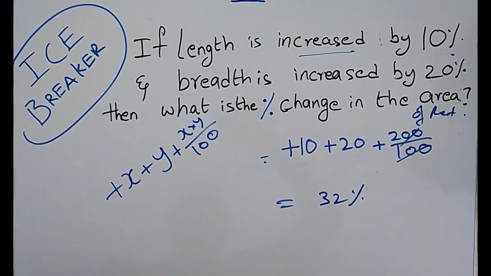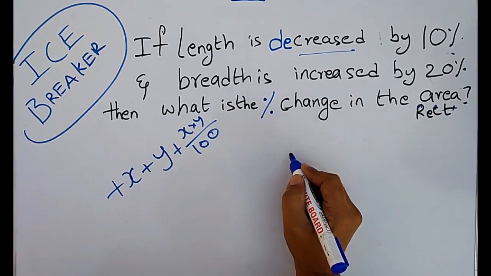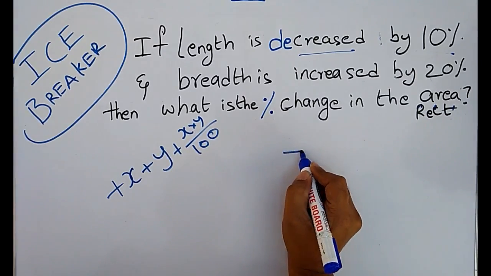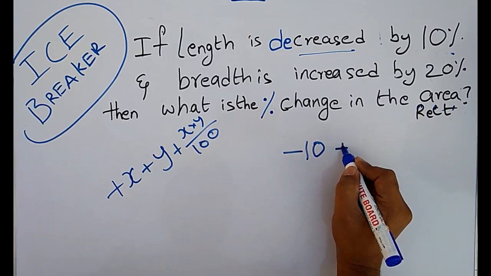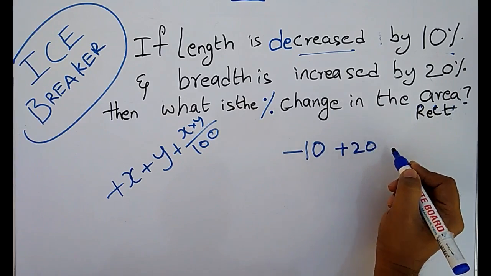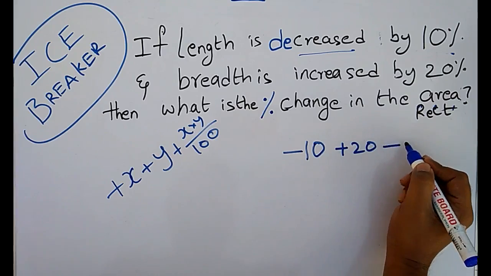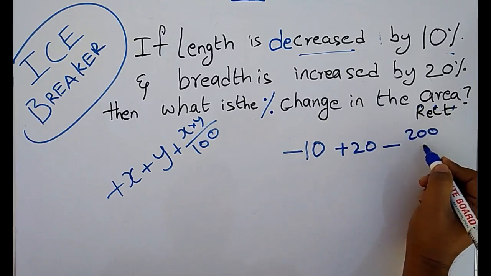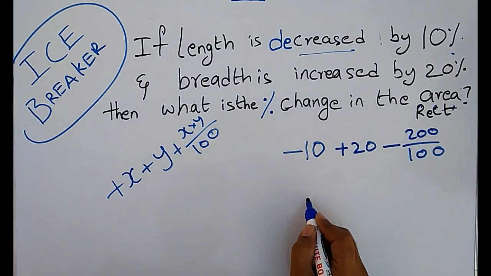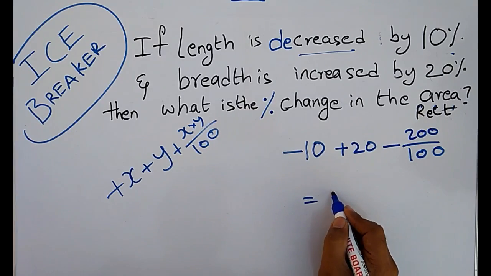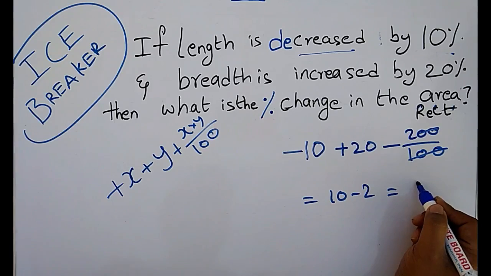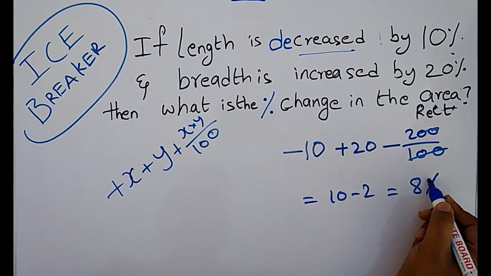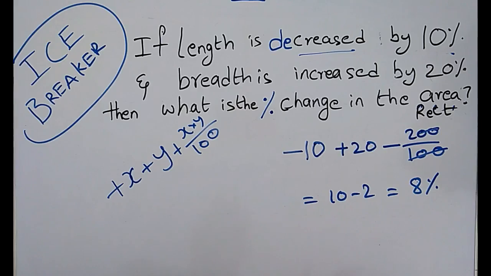We will see another case. Length decreases friends here. So for decreased length, we will take minus 10 plus 20, minus into plus, that is minus 10 into 20, 200 by 100. We will get 10 minus 2. That is, we can see 8% increment in the area of the rectangle.